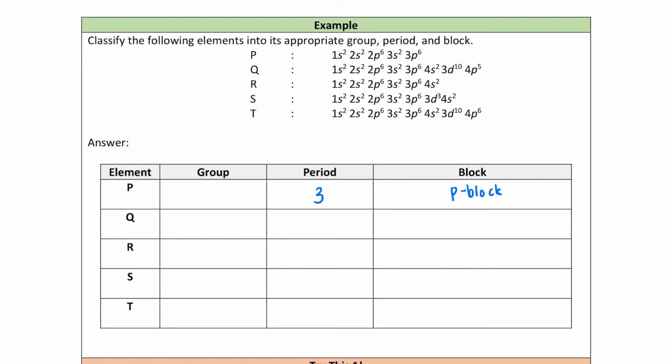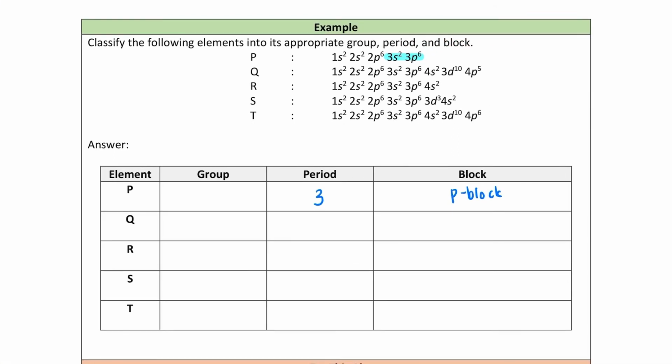Okay, how about group? To determine group, we have to determine its valence electronic configuration first. So, valence electronic configuration is at the outermost shell, which is n equal to 3. So, that means 3s2 and 3p6 is the valence electronic configuration. Its valence electrons are 2 plus 6, which is 8 valence electrons. And then, it is not group 8 because this is P block. Okay, P block means we have to add 10. So 8 plus 10 equal to 18. That means element P is in group 18.